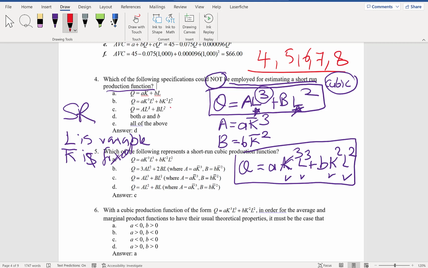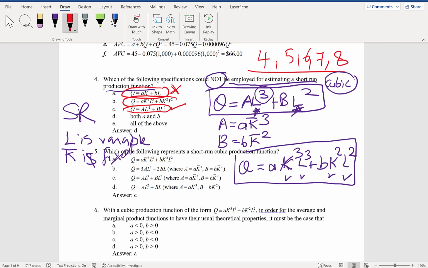short-run production function? This can be employed, so this is correct. Let's see this one. This is AK plus BL. We can't use this because this production function is going to be linear and it's not going to have the properties we want. We won't have a nice total product, average product, marginal product. Actually, with this one, marginal product is 0, so it's ridiculous. It says the last unit of labor brings 0 additional output compared to the previous worker. So it's constant. You can't use this one.